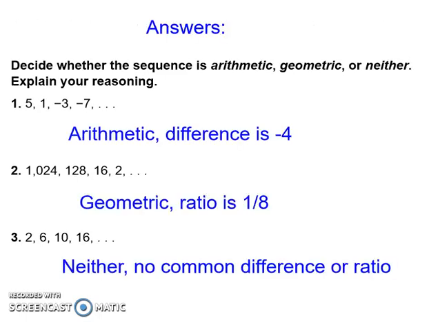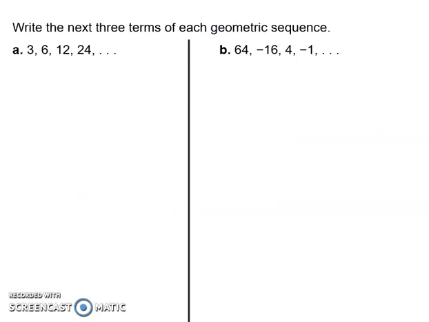All right, so here are the answers for those 3 problems. The first one is going to be arithmetic. The common difference is -4. The second one is going to be geometric. The ratio is 1/8. And the third one is going to be neither. There's no common difference or ratio. All right, cool. Sweet. Let's keep it going.